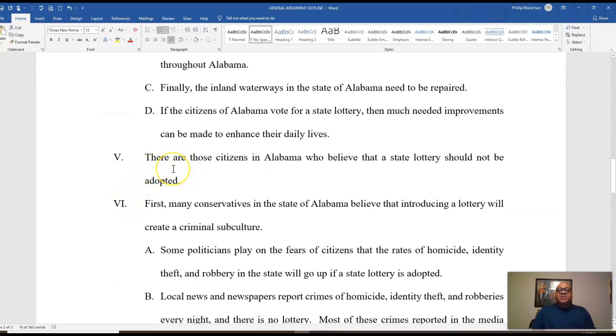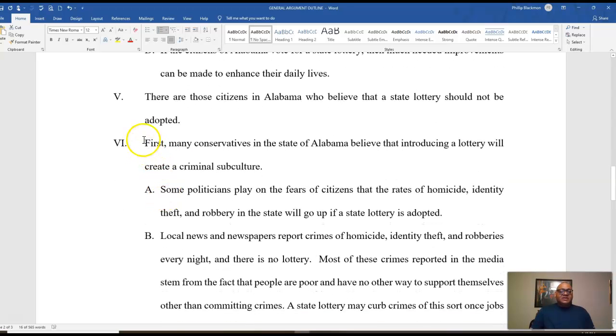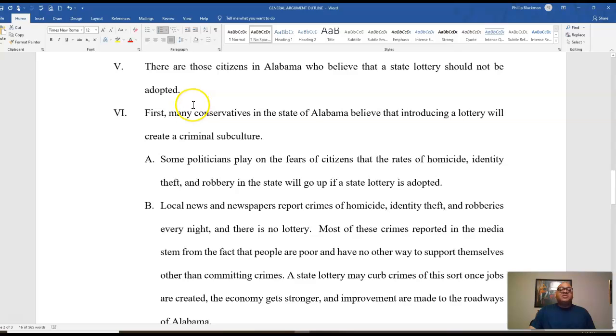There are those citizens in Alabama who believe that a state lottery should not be adopted, okay? So, I have another topic sentence. Now I'm introducing the opposing view. Remember, you have to create ethos, credibility, reliability. How do you do that? You do that by acknowledging there are people out there who disagree with you, and you're going to take their arguments and you're going to refute. So Roman numeral number 5 is just an introduction to the opposing view.